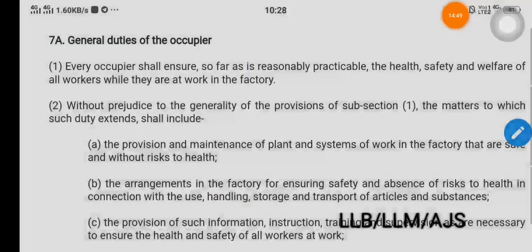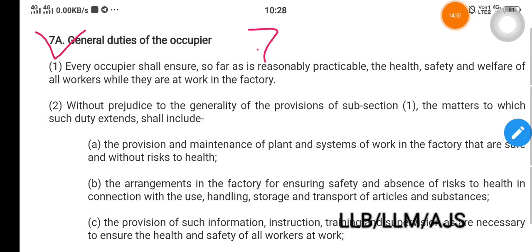General duties of the occupier, Section 7A, subsection 1. Every occupier shall ensure, so far as is reasonably practicable, the health, safety, and welfare of all workers while they are at work in the factory. What shall the occupier do? We have read the definition of occupier, the person who has ultimate control over the affairs of the factory. So what is the duty of that person?